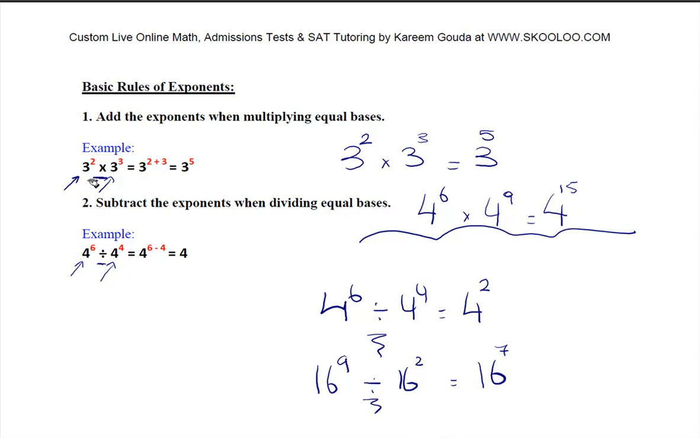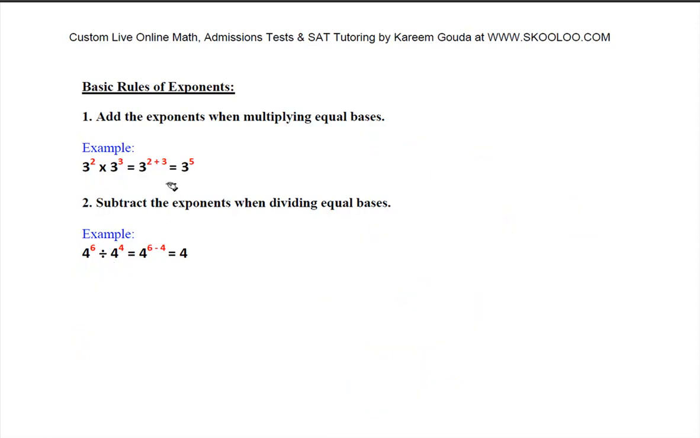Now, if the bases are not the same, the 3's here and the 4's here, if they're not the same, we can't do anything about it. So let's say we have something like this. 3 squared times 4 to the power 6. There are no rules for this. The only way is to actually find what 3 squared equals by itself and what 4 to the power 6 equals by itself, and then multiply them. But there is no rule. You can't do any addition or subtraction or multiplication or anything with numbers that have different bases. Okay. Let's go on to the next page.